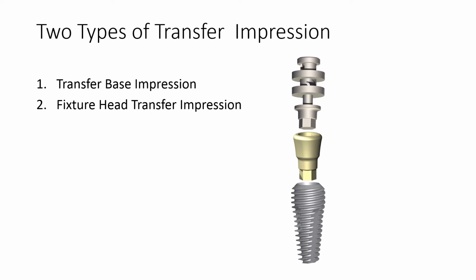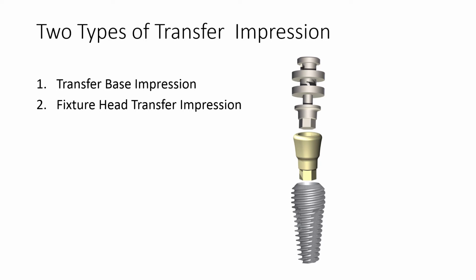Okay, so the Ankorlock system permits two types of transfer impression. One is at the tissue level and the other is at the bone level. The indications for when you would use either will be covered in our specific lectures given in our blended learning program and our clinical training programs.